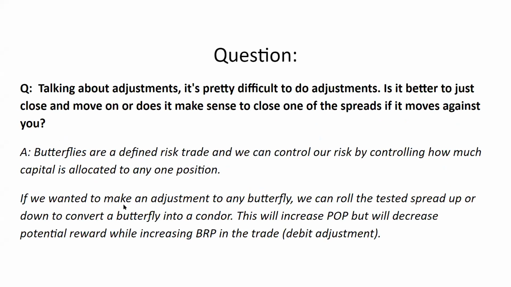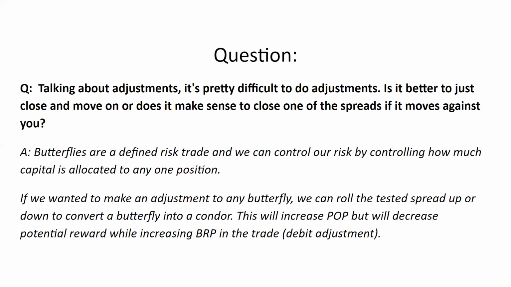Now we're going to talk, I think this is the last question here. We're going to talk about adjustment. It's pretty difficult to make any adjustments. Is it better to just close out and move on, or does it make sense to close one of the spreads and move if it moves against you? So, and I wrote in my notes here, the butterflies are a defined risk trade, and we can control our risk by controlling how much capital is allocated to any one position.